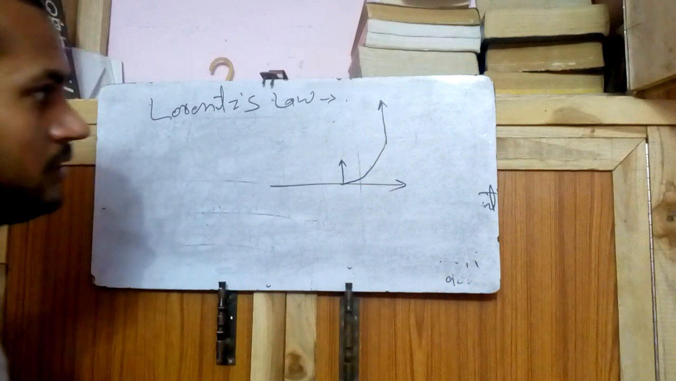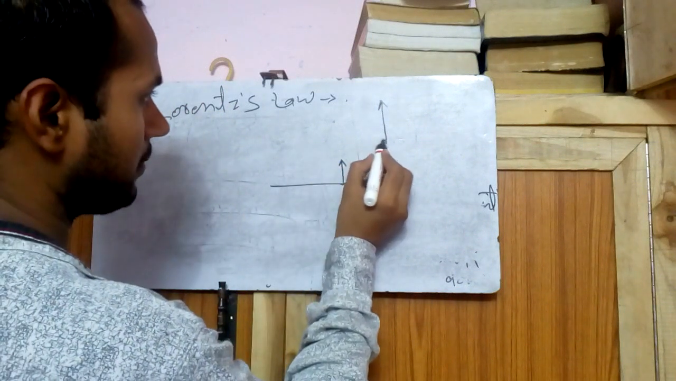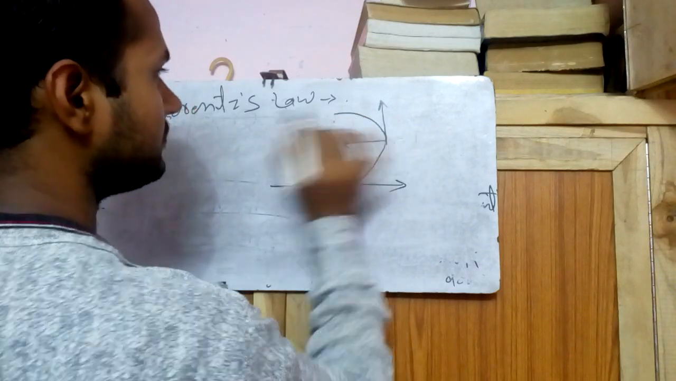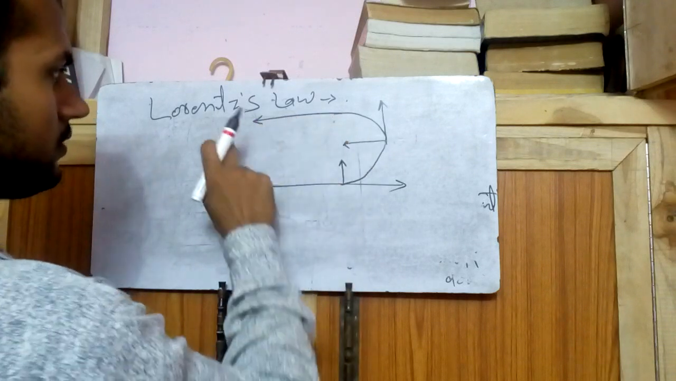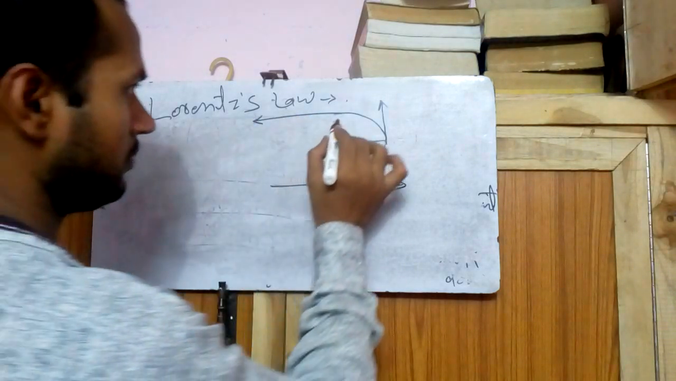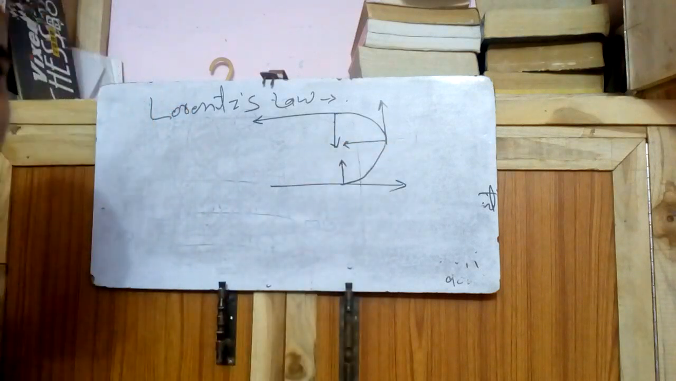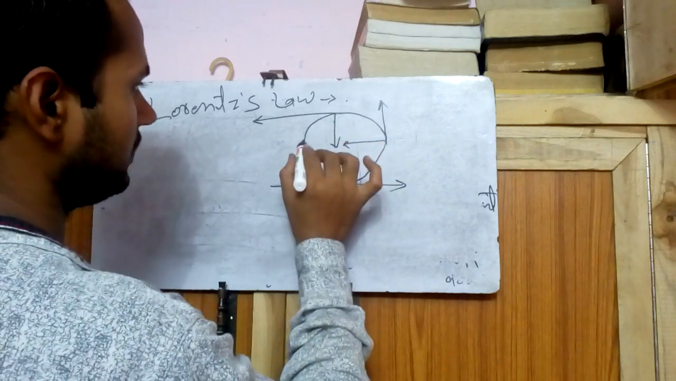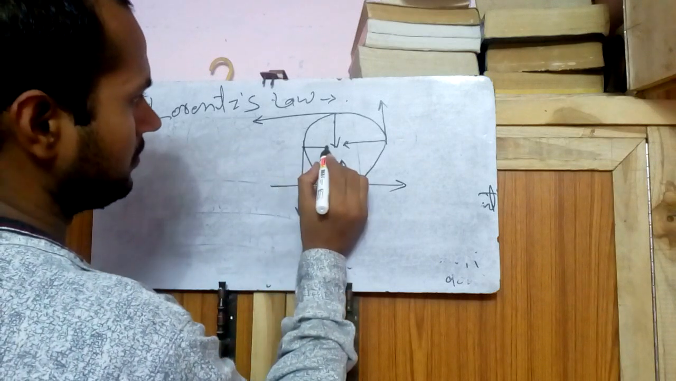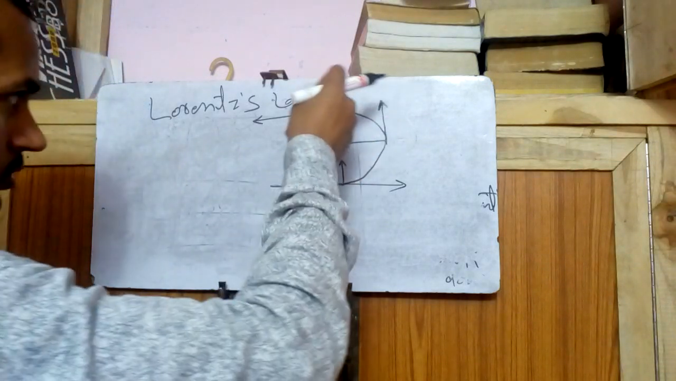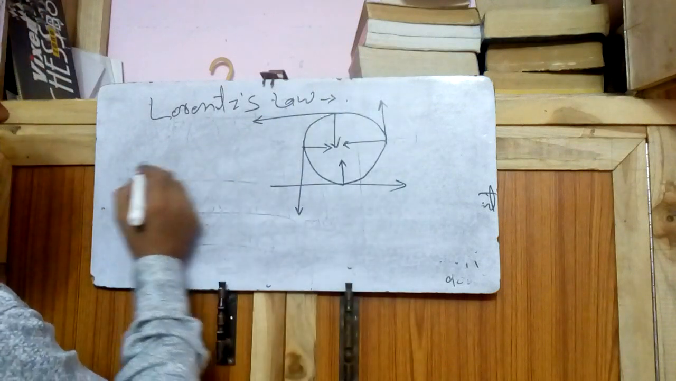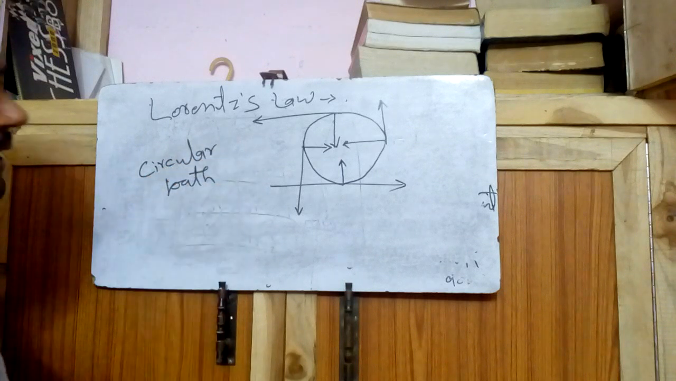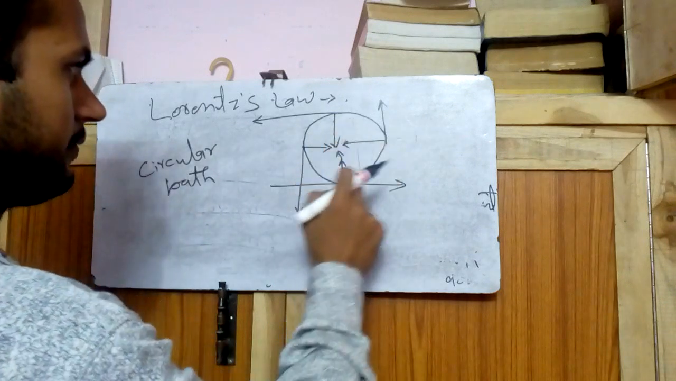Consider this is the direction of velocity. Again there is a perpendicular force, and its direction will change. Consider at this point the velocity is in this direction, and the force is perpendicular to the velocity. The force will be like this, and again it will move in this direction, and again the force is perpendicular to the velocity. So the path of the charge is a circular path, and in this case this force is a deflecting force.